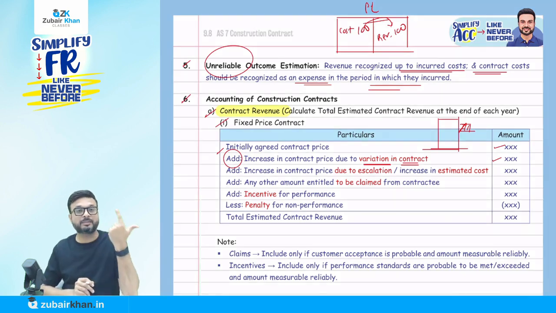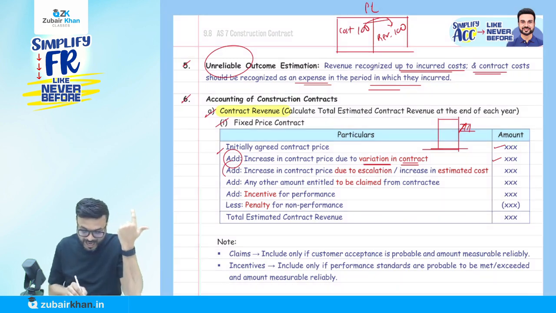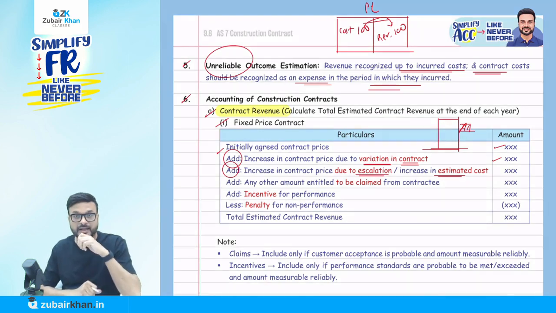Now what do you mean by revenue? We're discussing the revenue. Because there's a variation in the work, obviously cost will increase, but the contractor is going to charge the contractee also. That is the revenue for him. Then they say add increase in the contract due to escalation clause or increase in the estimated cost. Escalation means inflation. They will mention in the question that there was 5% inflation in the material cost or labor cost. So obviously I will recover that from the contractee, so we have to add it to the revenue amount.